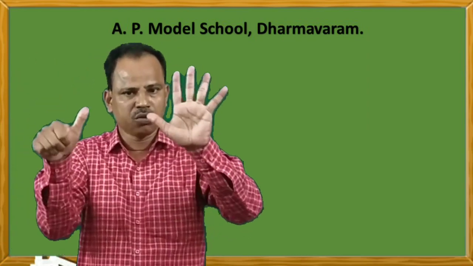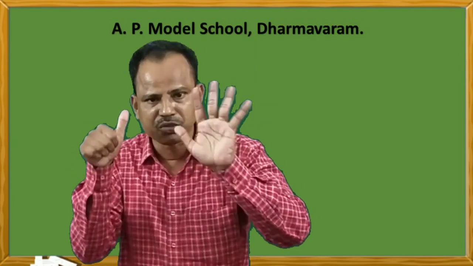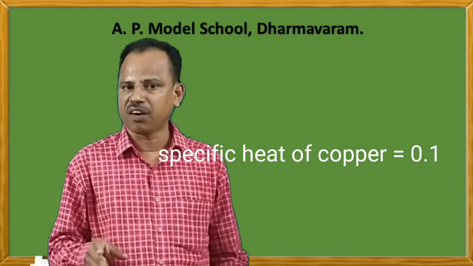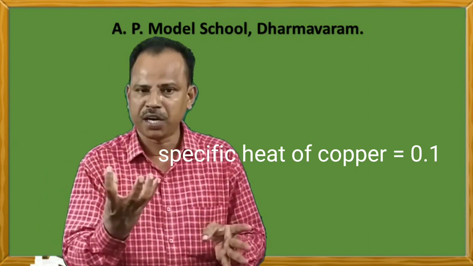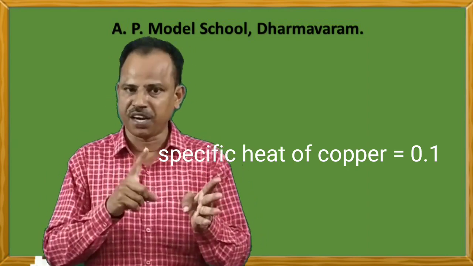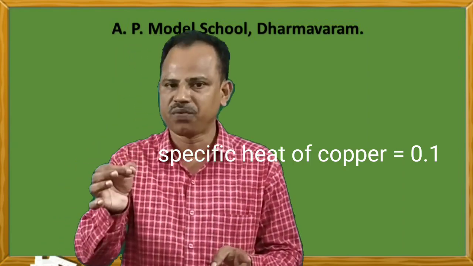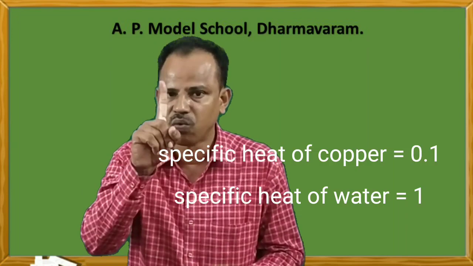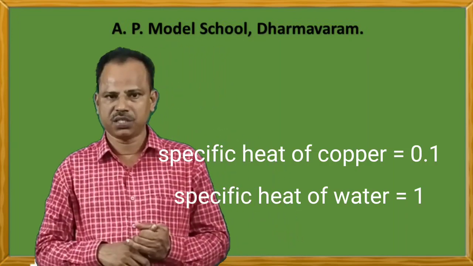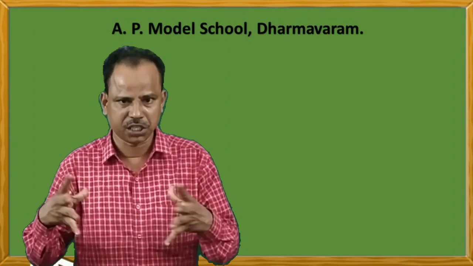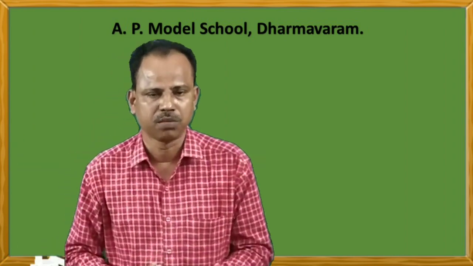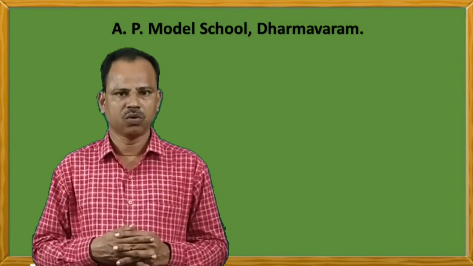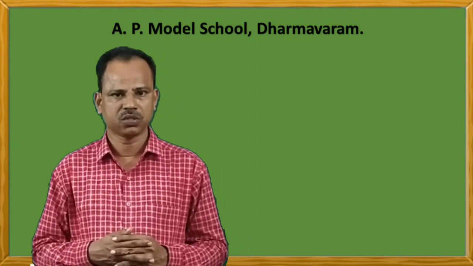In addition to these six values you have noted, note down two more standard values. Specific heat of copper. Calorimeter is made up of copper. So specific heat of copper is equal to 0.1 CGS units. And specific heat of water is 1 CGS units. We are doing this experiment in the CGS system. All the values are noted in the CGS system only. Total we have 8 values.